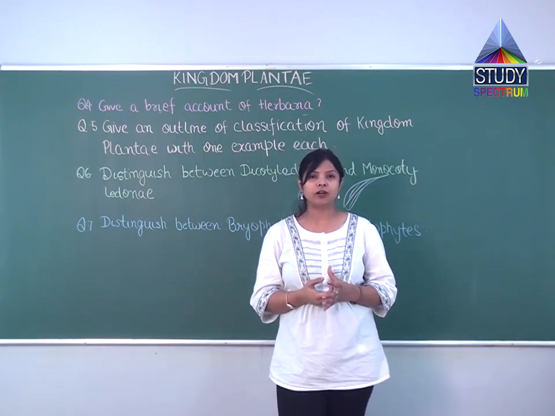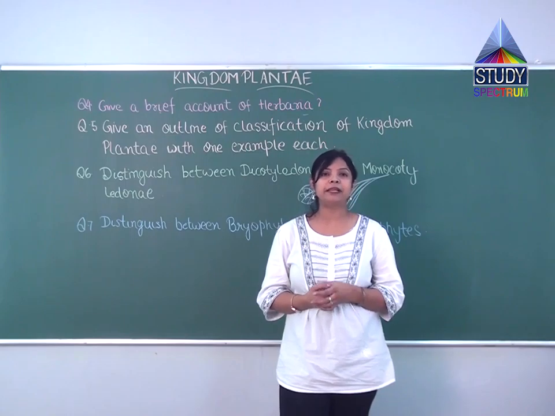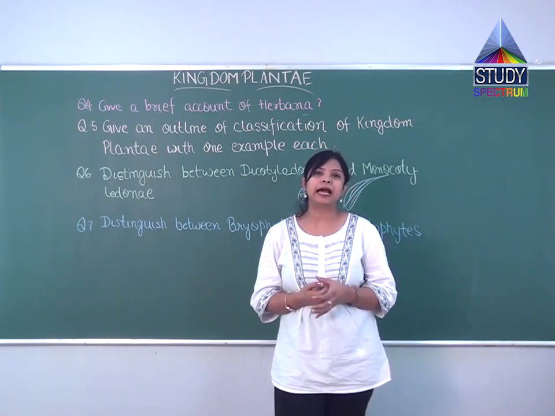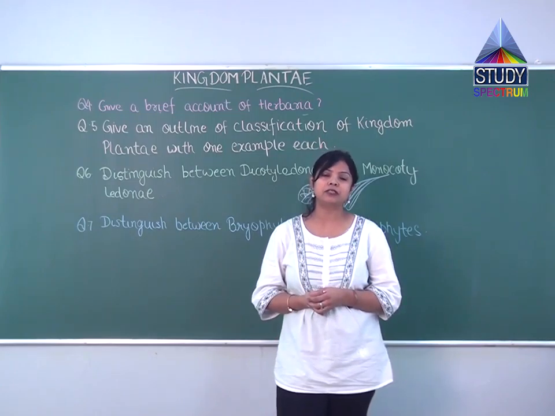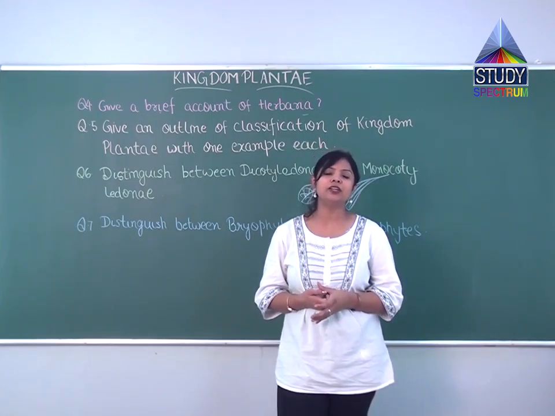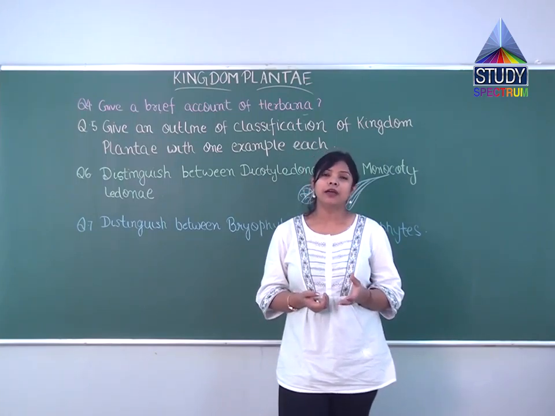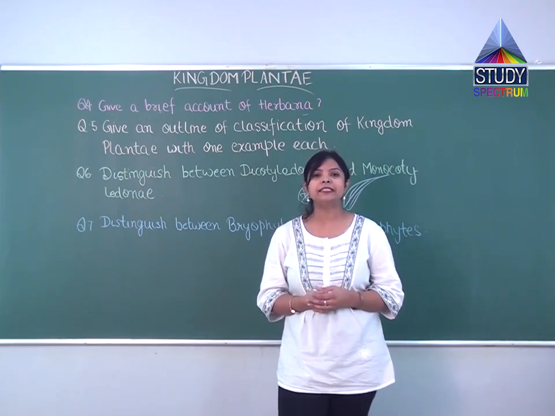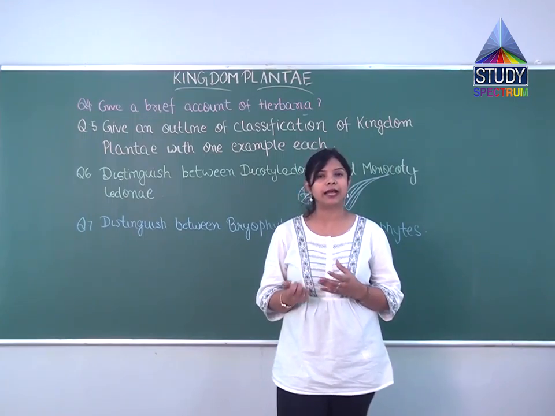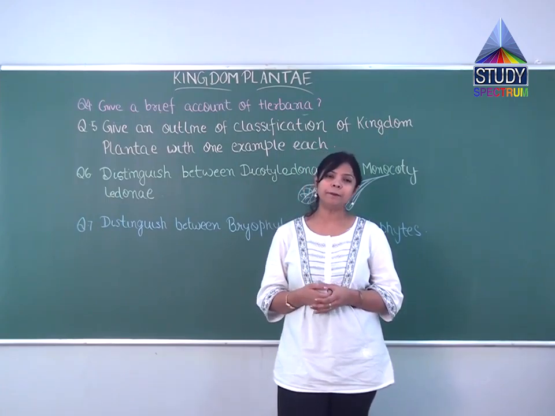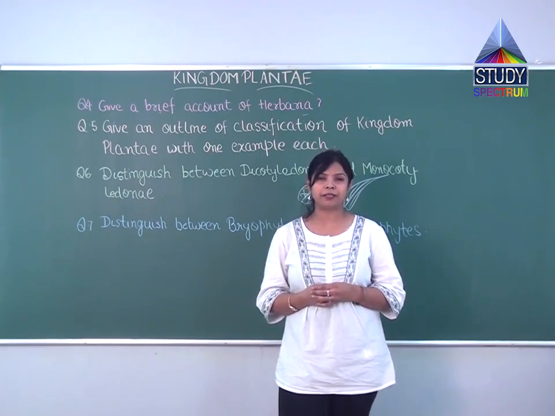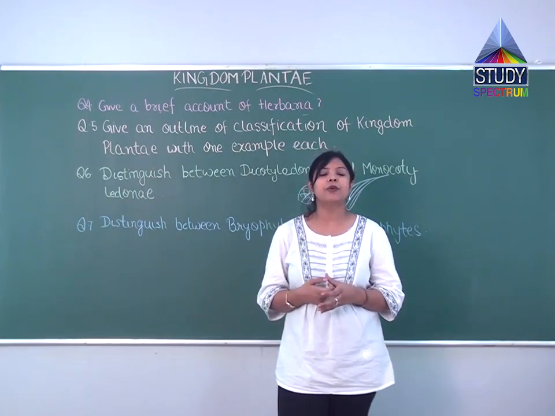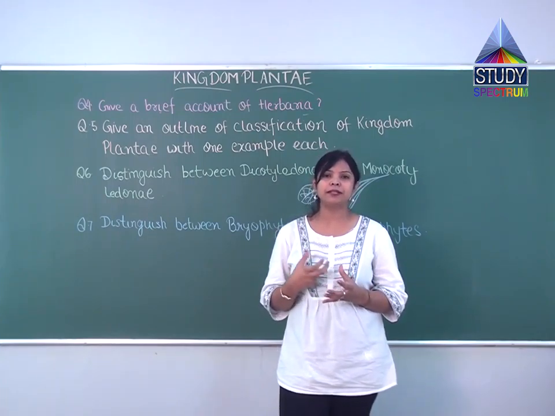In dicotyledons, the vascular bundle will be conjoint, collateral and open, meaning there is a cambium present between the xylem and phloem. Whereas in monocotyledons, it will be conjoint, collateral and closed. As cambium is present between the xylem and phloem in dicotyledons, we can see secondary growth in dicot plants, whereas in monocotyledons secondary growth is absent. Vascular bundles are arranged in rings in dicotyledons, whereas in monocotyledon plants vascular bundles are scattered.